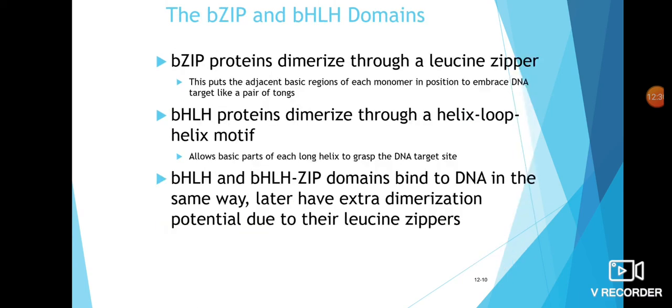Then come the B-zip and basic helix loop helix domains. That also I told you in my last class. B-zip proteins dimerize through a leucine zipper. They are rich in leucine amino acid, which is basic in nature. This puts the adjacent basic region of each monomer in position to embrace the DNA target like a pair of tongs. If you see the diagram, you can feel that it's a tong. Basic helix loop helix proteins dimerize through a helix loop helix motif, and the zip domain gives an extra feature, that is it helps dimerization potential due to the leucine zipper property.